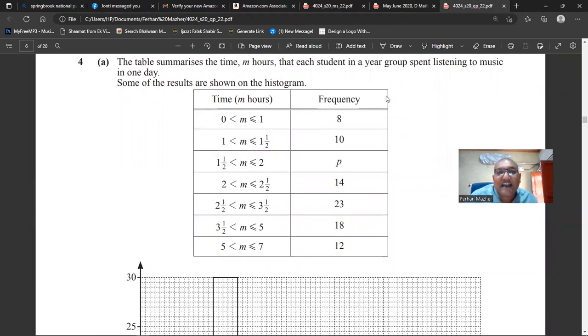The table summarizes the time in hours that each student in a year group spent listening to music in one day. Some of the results are shown on the histogram. So this is question number 4. The time spent on music: 0 to 1 hour, 8 students; 1 to 1.5 hours, 10 students; 1.5 to 2 hours, P students; 2 to 2.5 hours, 14 students; 2.5 to 3.5 hours, 23 students; 3.5 to 5 hours, 18 students; and 5 to 7 hours, 12 students.